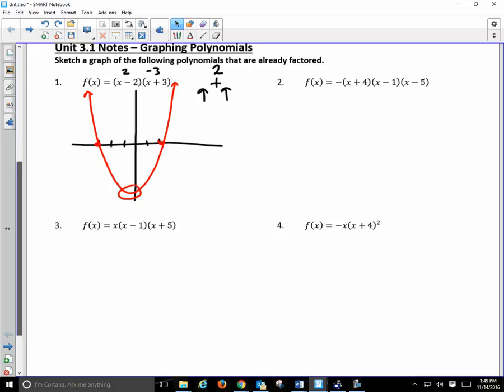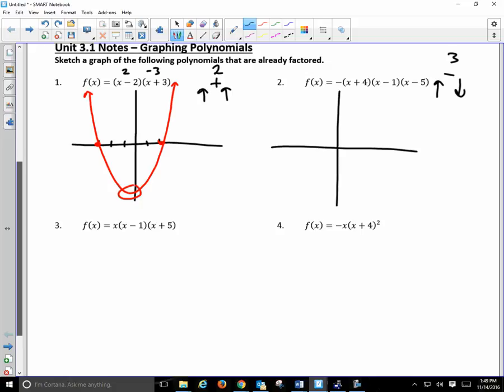What is the degree of number 2? Third degree, positive or negative? Negative. So it will end down. It will begin up. Why? Because it's odd, they will start and end in the opposite vicinity. So I have -4, I have +1, I have +5.